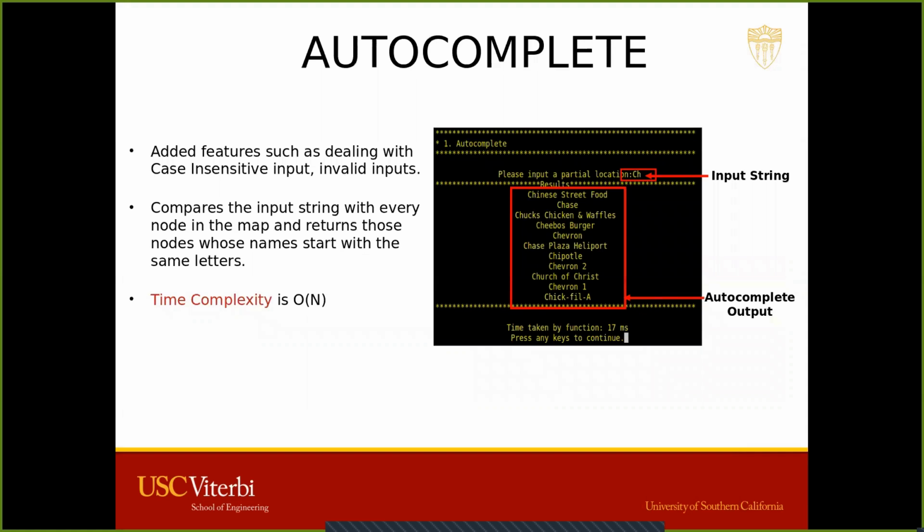The first algorithm implemented is the autocomplete function, where the user inputs an incomplete string and the autocomplete function automatically displays all the locations on the Trojan map which start with the input string. For example, if the user inputs CH, it displays all the locations near USC that start with CH. The time complexity for autocomplete is O(n).